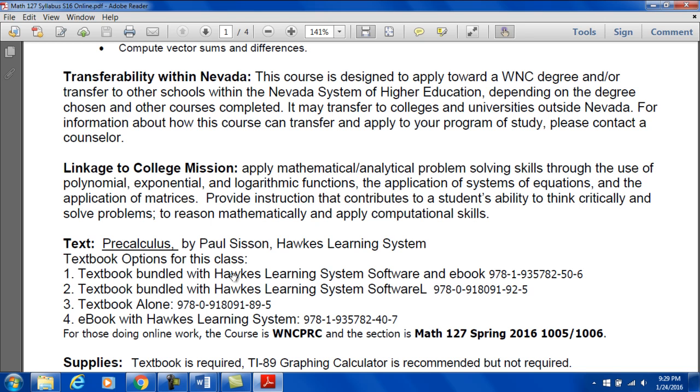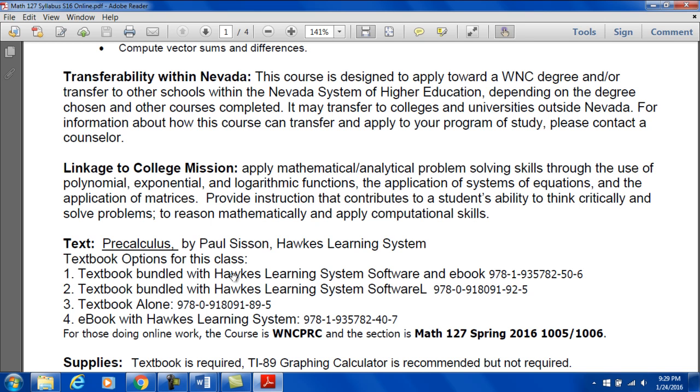You have 4 options here. You can get the textbook bundled with the Hawks Learning software and the ebook. That's that first ISBN. You get the textbook bundled with the software only. That's the second ISBN. You can get the textbook alone. So textbook alone means you're doing paper homework, not online homework. You can do the ebook. That's your other option. Just get the ebook.